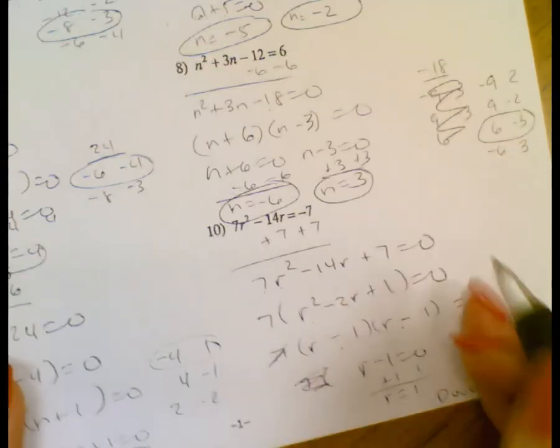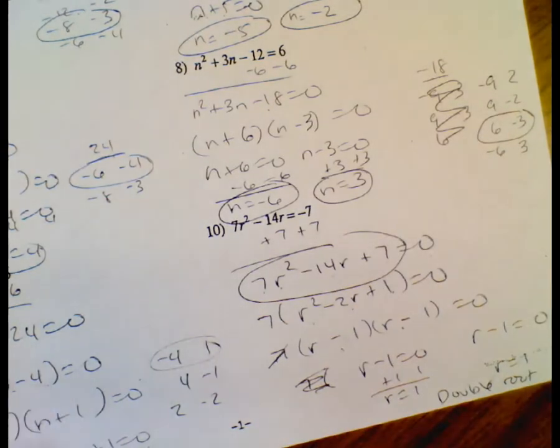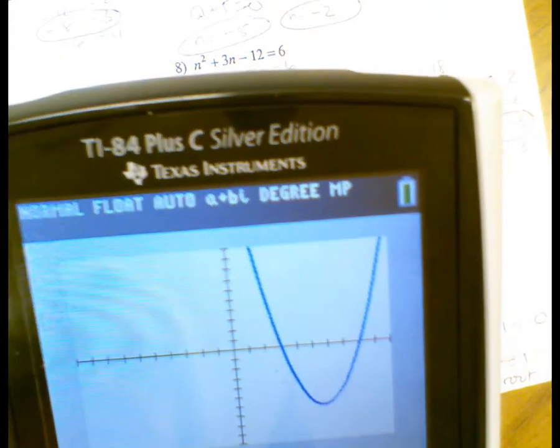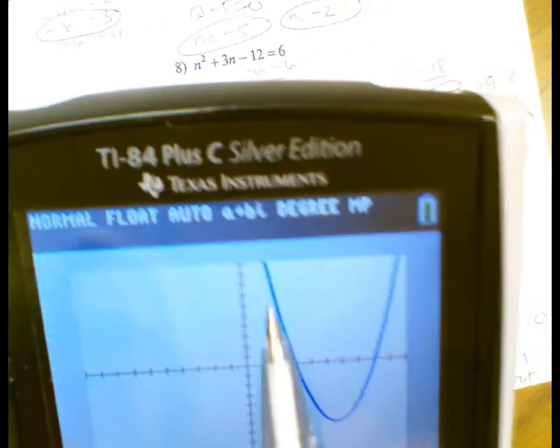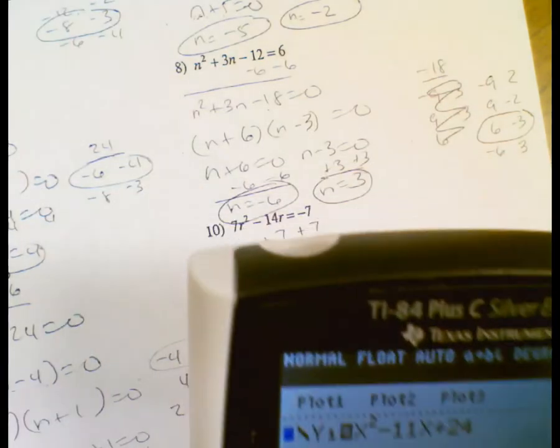Let me show you what a double root looks like. We're going to punch this in the calculator. Let me show you what a double root looks like on a calculator. See how this one, let's go back to that last one. So this one touches twice. It goes through the x-axis twice because a quadratic has 2 answers. What does it look like if it's the same answer?